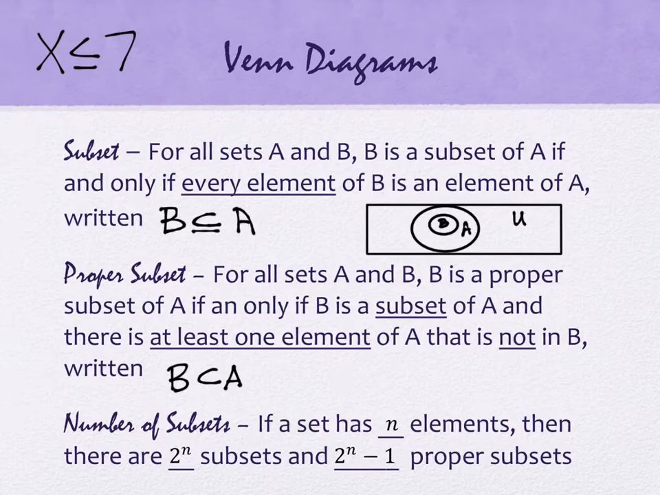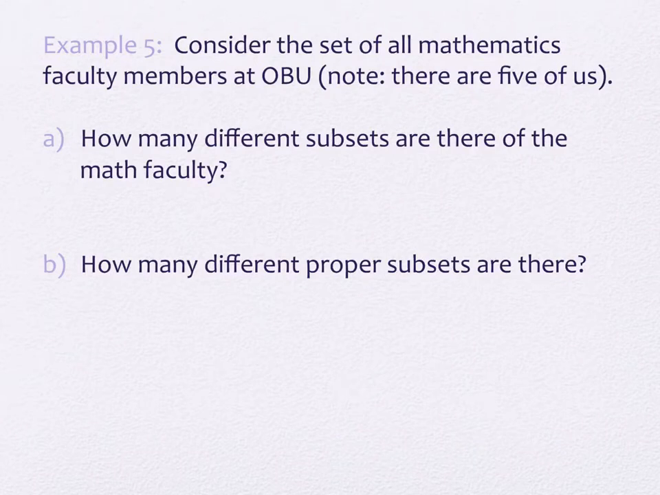There is actually a typo on the next slide because the last time I taught this, there actually were 5 math professors at OBU, and there aren't anymore, so there's actually 4. So let's just adjust that so that it makes sense from a contextual point of view. So it says, consider the set of all mathematics faculty members at OBU. Note there are 4 of us now.